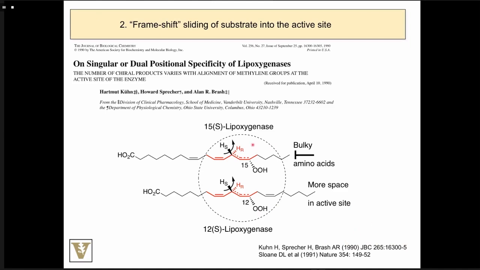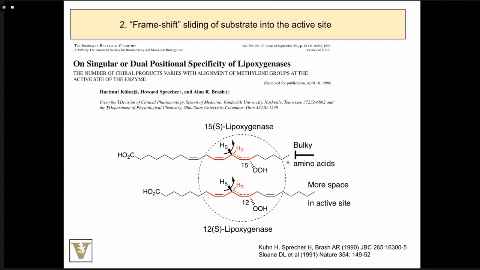Now here's the second one. This came about because when we moved into the animal lipoxygenases, there are more double bonds in the substrate, and one of the controls, in this case comparing 15S lipoxygenase with 12S lipoxygenase, is how far the substrate in the same orientation slides into the active site. And it was shown by David Sloane and Ariel Siegel that bulky fatty acids here in the active site were preventing the 15-lipoxygenase enzyme getting the substrate in any further than here, and we got the 15 product.